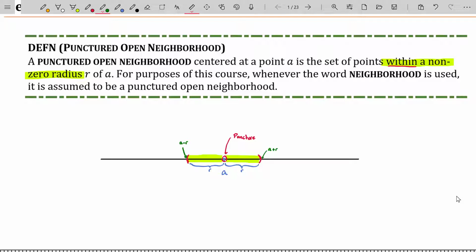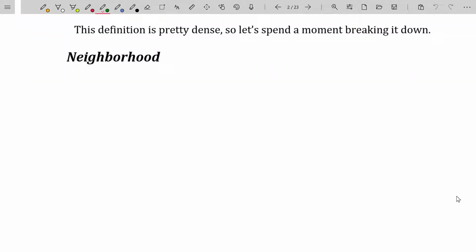For the purposes of this course and any calculus course you're in, whenever the word neighborhood is used, it is assumed to be a punctured open neighborhood. Now, the definition is actually pretty dense. Even though I summarized it very quickly, it is actually very dense. The first thing I need to mention here is that neighborhoods need not be horizontal.